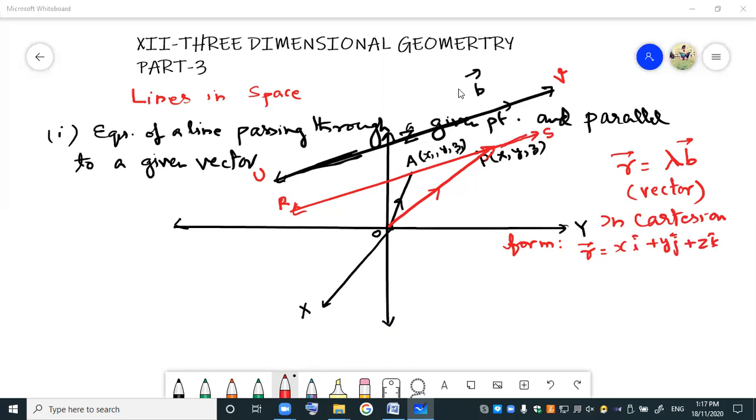Yes, Sharik. What is the difference between vector and Cartesian form? Good.